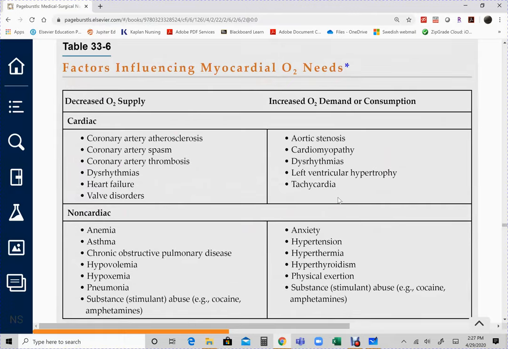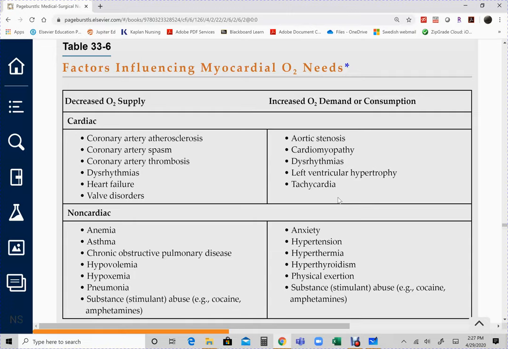Table 33-6. These are divided into two columns, meaning these are what will cause chest pain. Okay. So we have cardiac and non-cardiac causes on the left side, and then we have conditions, again, cardiac and non-cardiac conditions on the right side. Look at the heading. The left side talks about decreased oxygen supply, and the right side says increased oxygen demand or consumption.